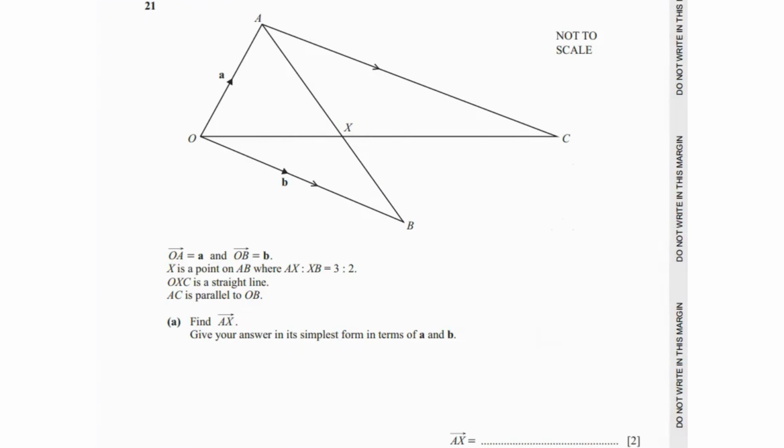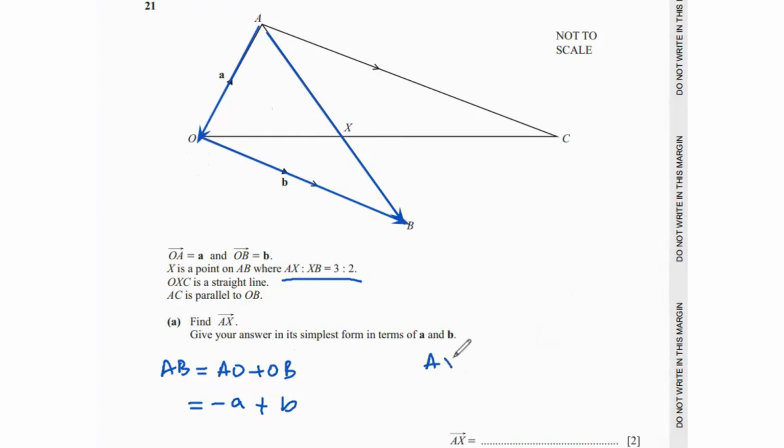So to find AX, we know AX to XB is 3 to 2. So we can begin with finding AB and then use that to find AX. AB is going to be AO plus OB, because we go from here to here. That's AB. So that's going to be negative A plus B. The reason why it's negative A is because we're changing the direction of the vector. So it becomes minus A.